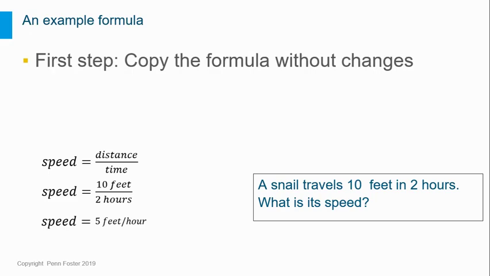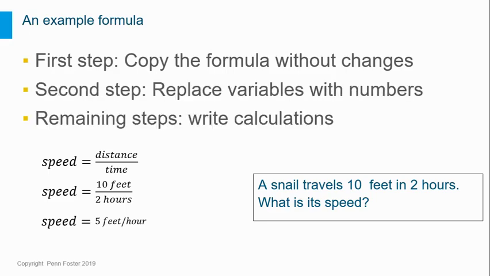The best way to keep from getting the operations mixed up is to start with the first step of writing the formula without changing anything. Then, as your second step, write the formula again, replacing the variables with numbers from the problem. Continue on, writing a new line for each step.